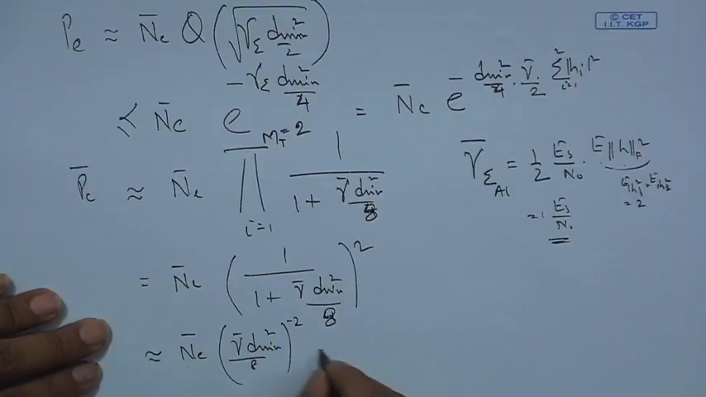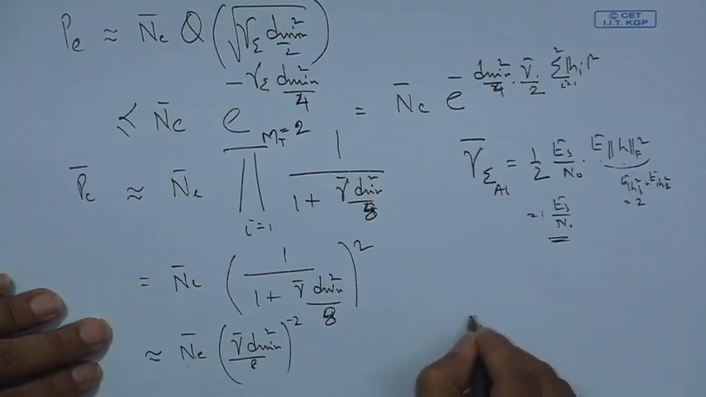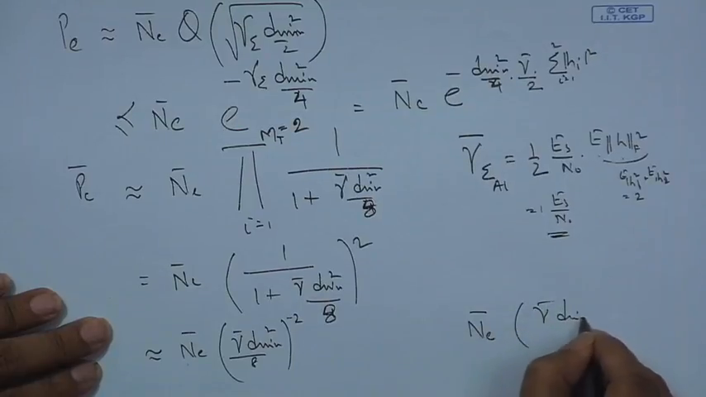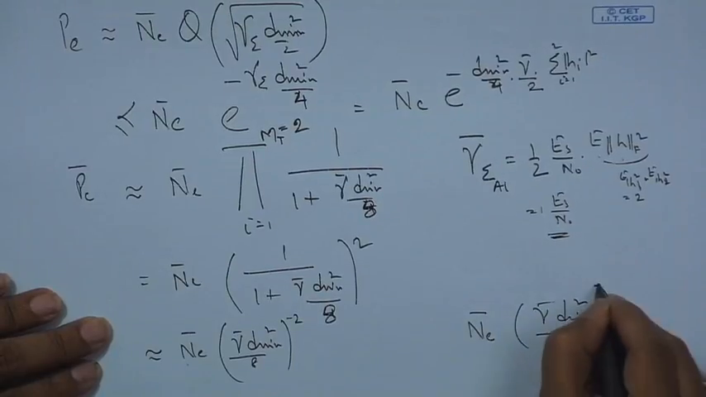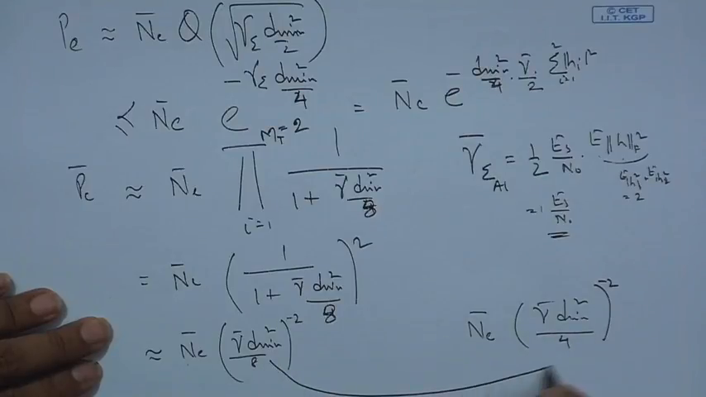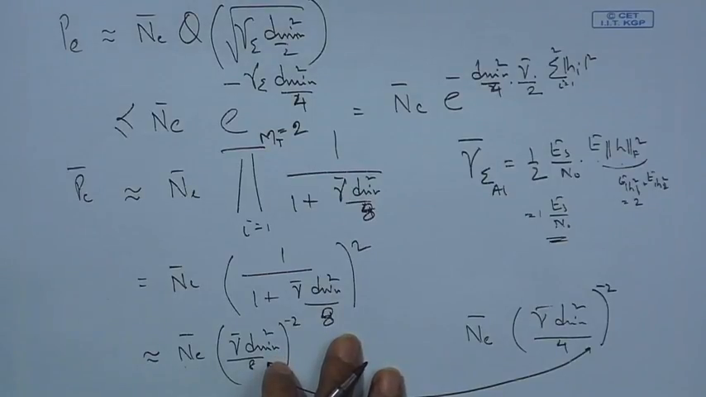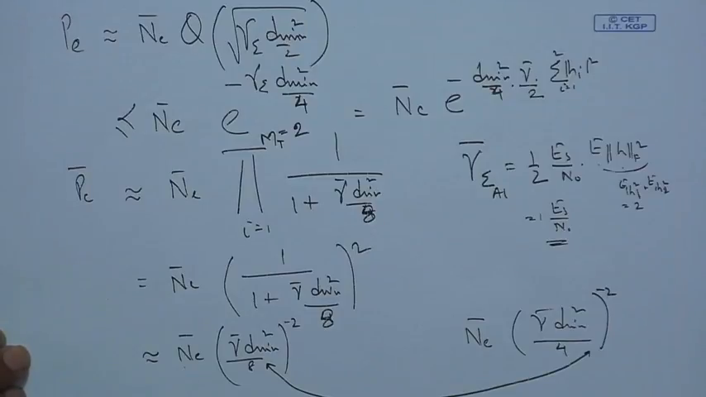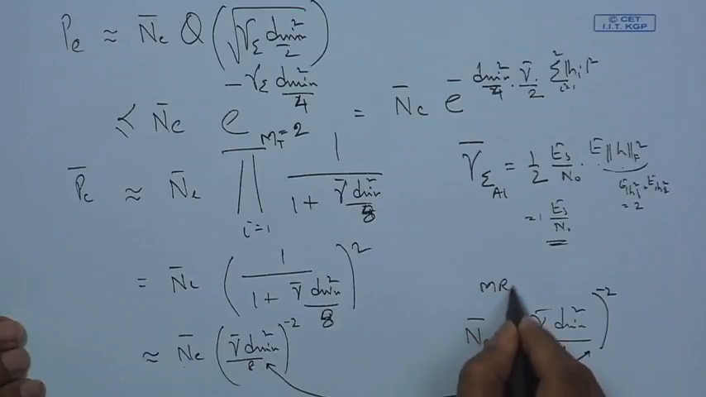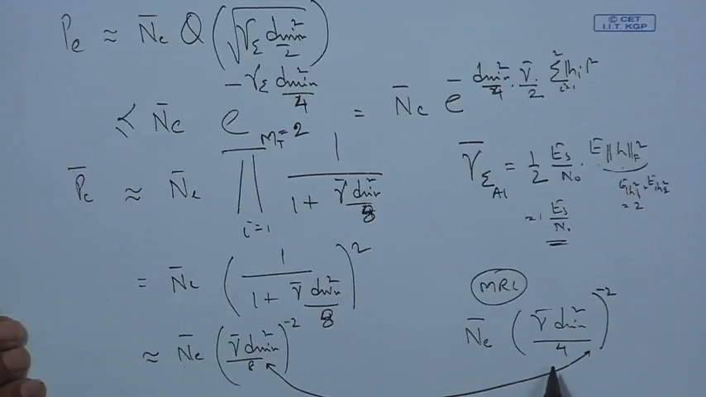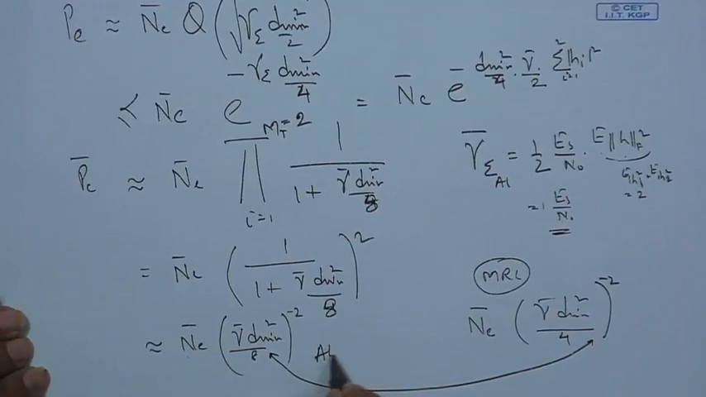So if you would have had a transmit MRC or a receive MRC, you would have had NE bar times gamma bar d mean squared by 4 raised to the power of minus 2. So clearly you can see there is a factor of 2 that is different over here, and that would be evident if we look at the error probability curves for these things. So what we clearly see here is that the average SNR that is experienced in these two cases, this is for MRC, where it is transmit MRC or receive MRC, and this is for Alamouti scheme, where there is no channel state information at the transmitter. So there is a change in the average SNR.